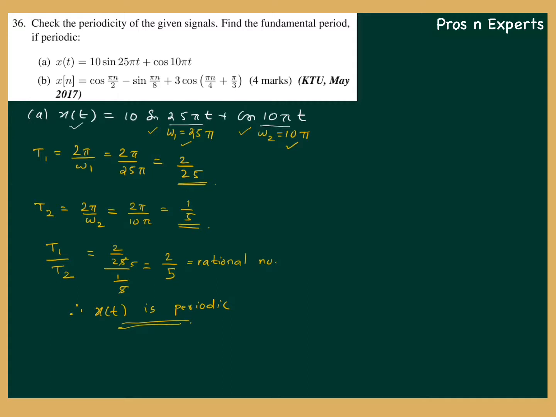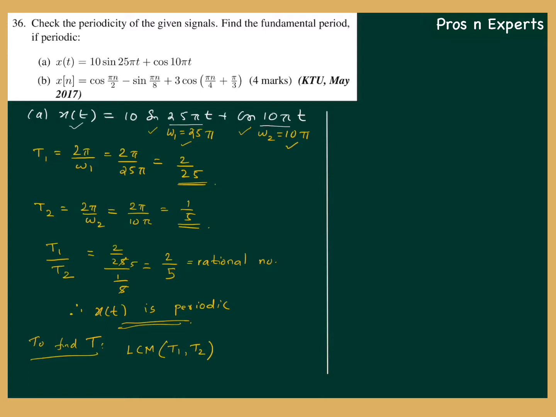Now that we know the signal is periodic, our next aim is to find the time period of the signal. There are still many methods to find the time period. One such method is to find the LCM of T1 and T2. This LCM will give you the time period of the signal.